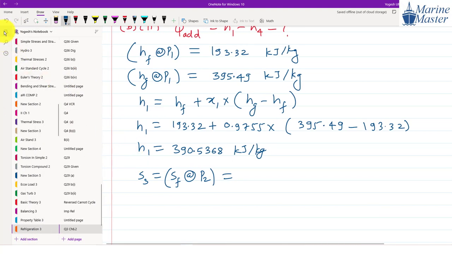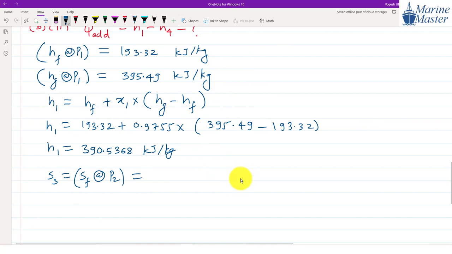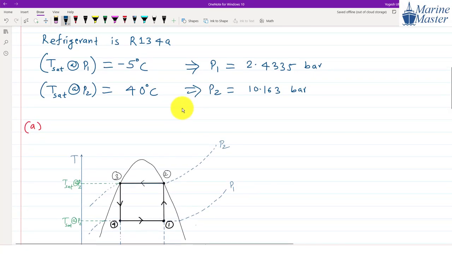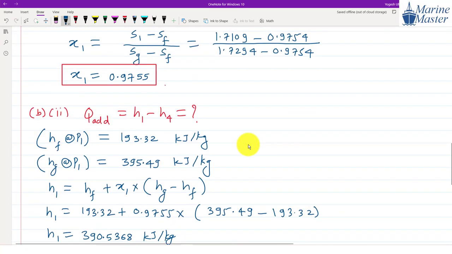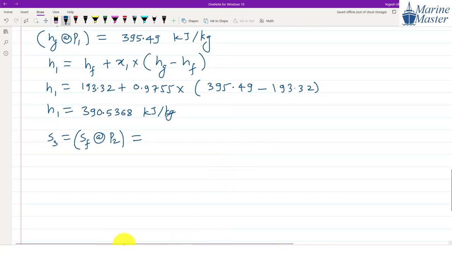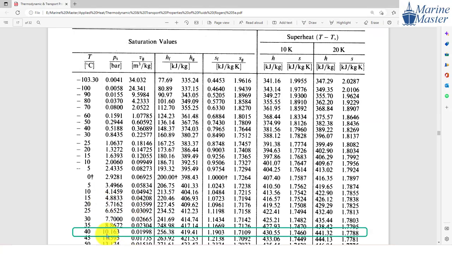So S3 is sf at P2. P2 is what? 10.163, guys. How much P2 pressure do we have? 10.163. So we will go to the property table, guys, and at 10.163, just have a look here. sf at 10.163, how much are we getting? 1.1903. See this one? 1.1903.